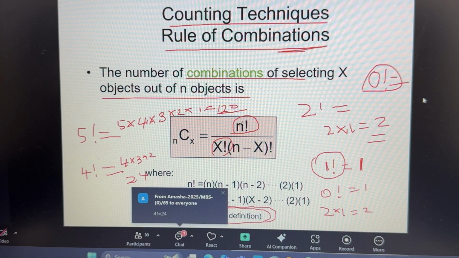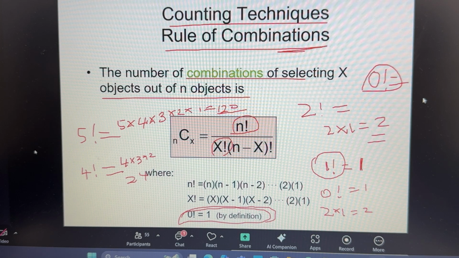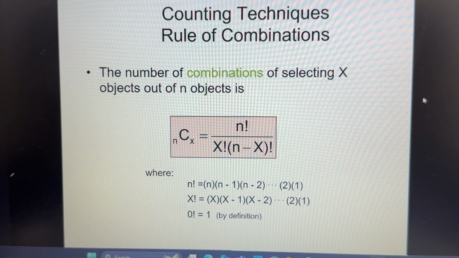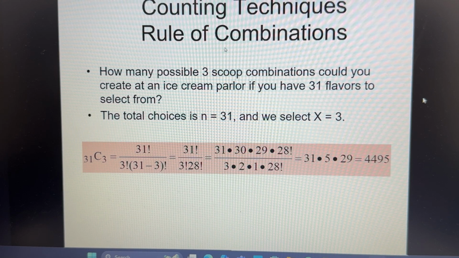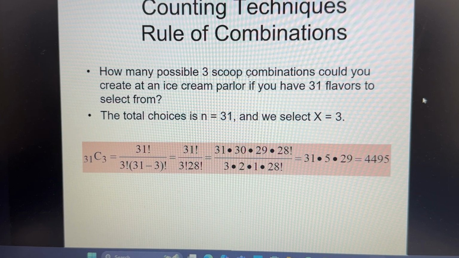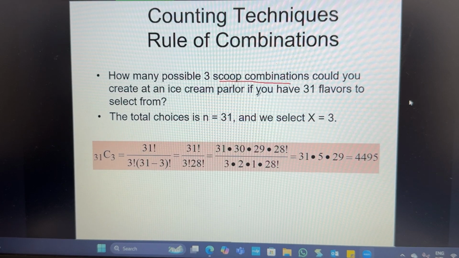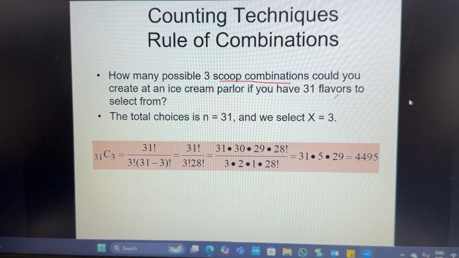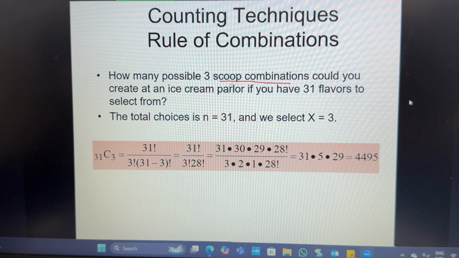Okay. So this is the way we try to find the factorial. So this one we apply in the binomial formula. Now these applications. As an example, how many possible 3 scoop combinations could you create at an ice cream shop if you have 31 flavors to select from? In this 31, you select 3.